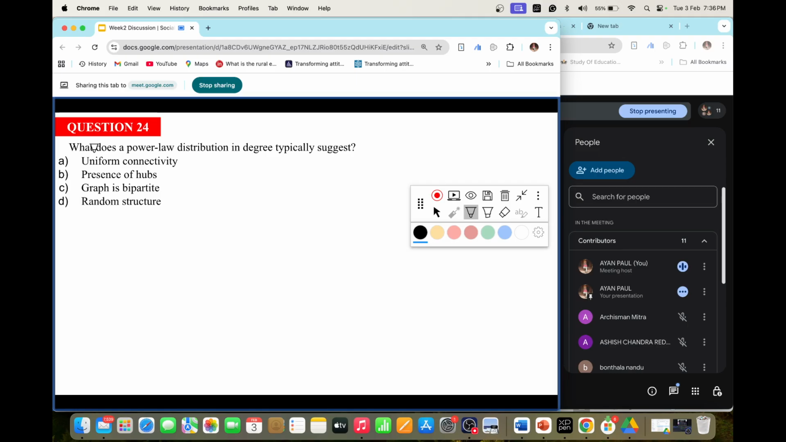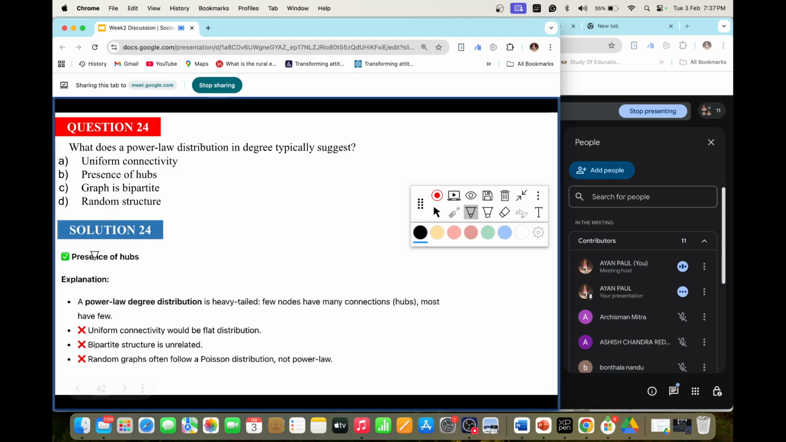What does a power law distribution in degree typically suggest? Uniform connectivity, presence of hubs, graph is bipartite, or random structure. Just see this: presence of hubs. A power law distribution is heavy-tailed: few nodes have many connections, and most have few. That is why a power law degree distribution typically suggests the presence of hubs.